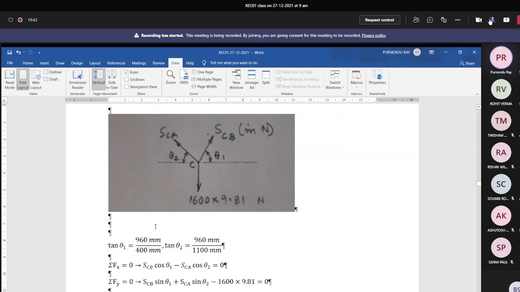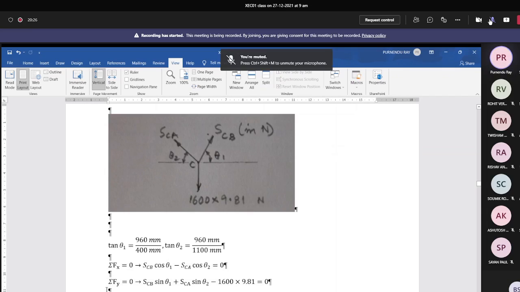Now find out the angle theta 1 from its tangent, 960 by 400, and tan theta 2 similarly. So we can find out sine theta 1, cos theta 1 and sine theta 2, cos theta 2. Then for equilibrium, from the resolution of all the forces along x and y direction, these are the algebraic summation of components of all forces along x direction. For equilibrium, resultant is 0, and definitely sigma Fx equal to 0 gives us SCB cosine theta 1 towards right, positive, SCA cosine theta 2 negative towards left, and no contribution from this self weight 1600 multiplied by 9.81, and the right hand side is 0.